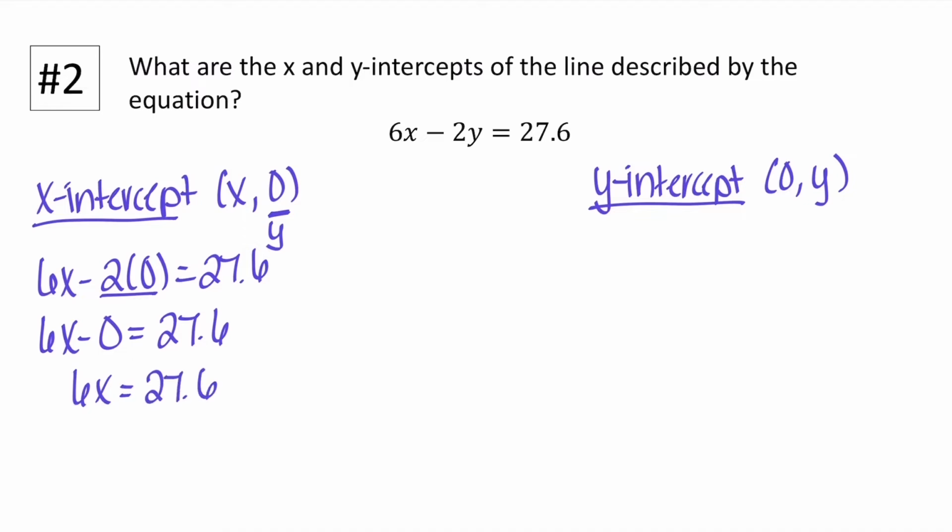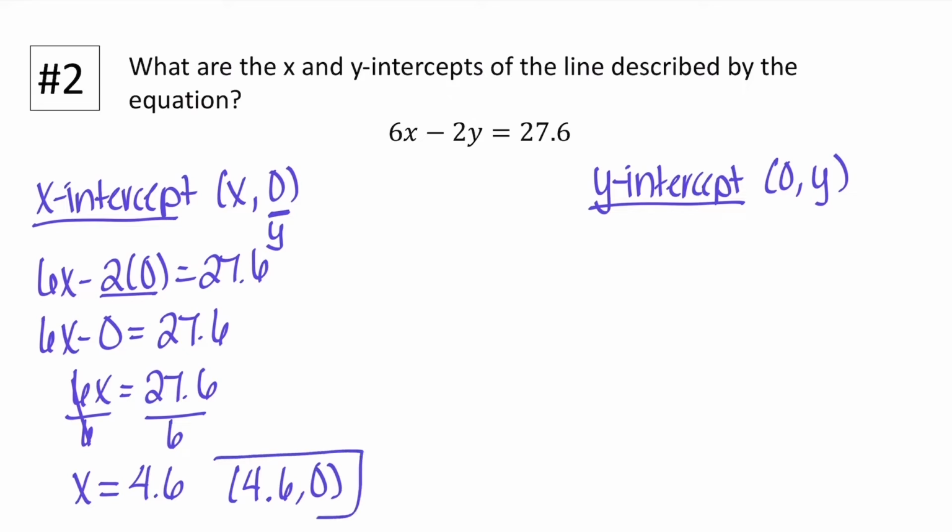6x minus 0 is 6x, and that equals 27.6. So now we're going to divide both sides by 6 to figure out the value of x. So when we divide both sides by 6, we get x equals 27.6 divided by 6, which is 4.6. So x equals 4.6 means that I have an x-intercept at (4.6, 0) on my line. So now let's find the y-intercept.